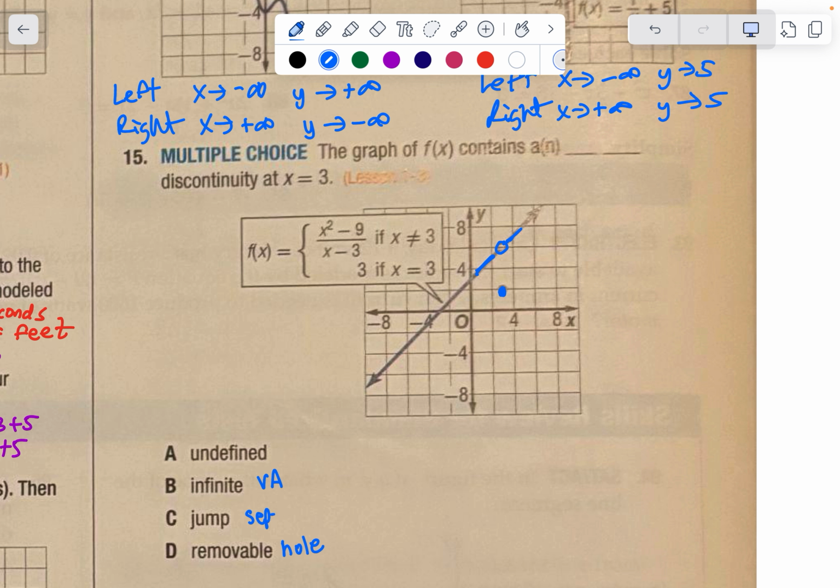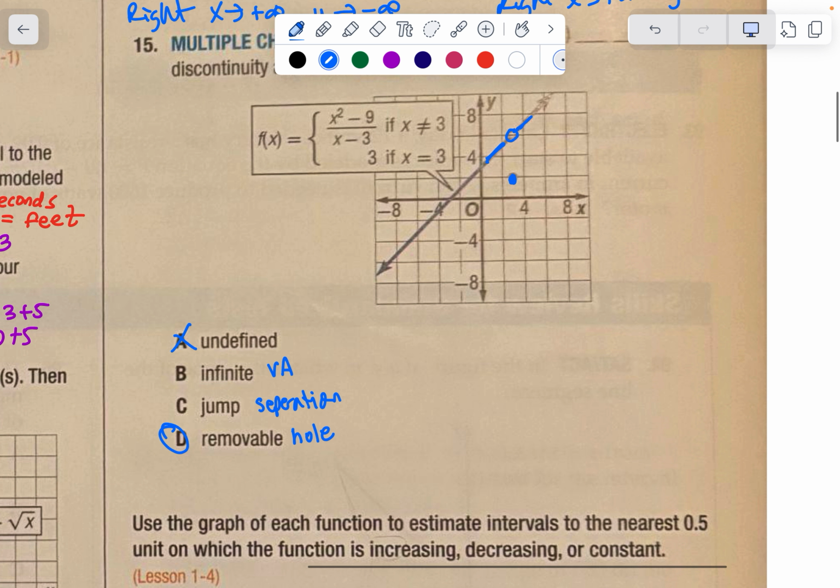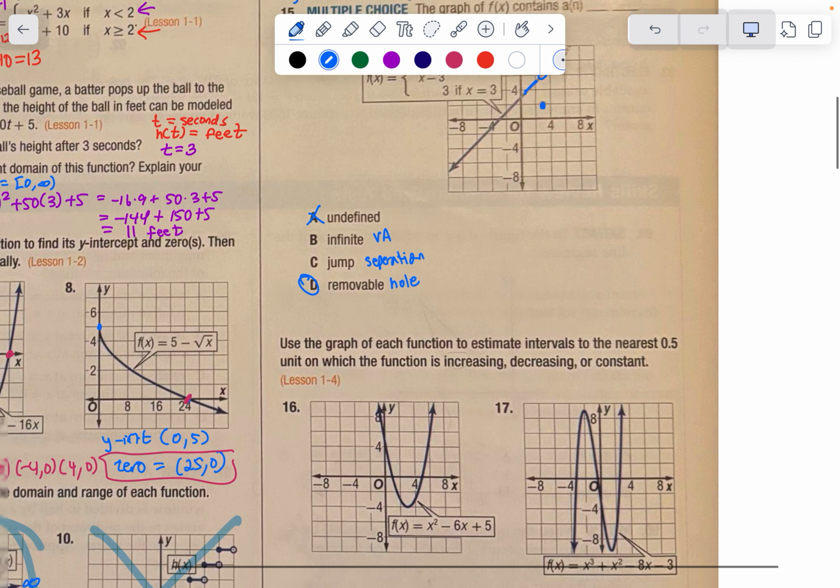So this particular one is a hole. We didn't really do that one, okay? So in that particular case, if there's a hole in the graph, it's a removable discontinuity. If there's a separation in the graph, that's a jump. If there's infinite, it's a vertical asymptote. And then we'll go over that more next time.